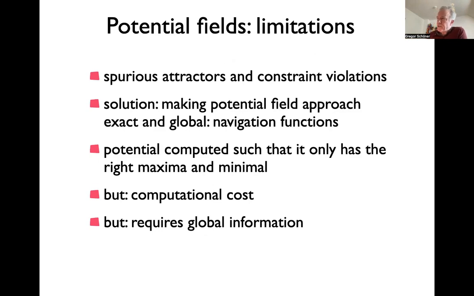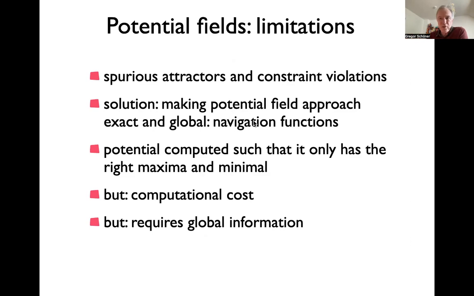Good. So these limitations, the spurious attractors and constraint violations, are known. I hinted at the workarounds. The practical workarounds are ad hoc solutions. There is an exact workaround. It's something called an approach which uses navigation functions. And that's an approach where you make sure that the potential really only has maxima where it's supposed to be and has minima at the target.